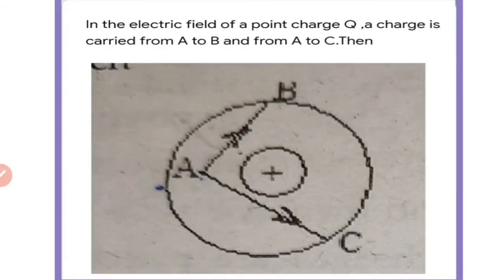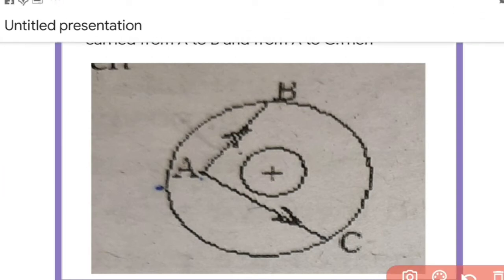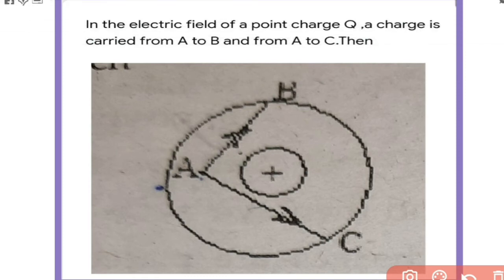In this question, it's given that in the electric field of a point charge Q, a charge is carried from A to B and then from A to C. Regarding this, some statements are there with respect to the work done: in which path work done is more, whether the work done is 0 or work done is same. These are the options. The thing is this, the charge lies at the center and B and C, the 2 points lie along the circle, that means along a sphere. So B and C are at the same potential.